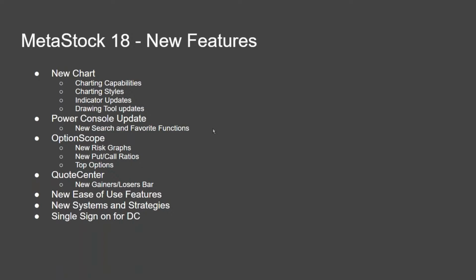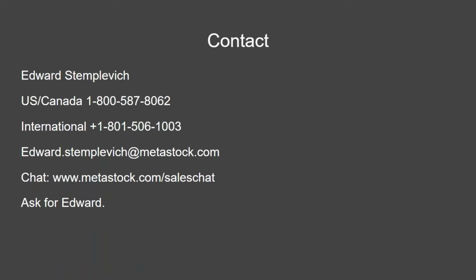In Optionscope, we added the new risk graphs and the put call ratios. You can search quickly for the top traded options based on volume or open interest, and the quote center has the new gainer or loser bar, plus template charts will open up in the template selected in Power Console. And yeah, the new ease of use features, the performance system, we went through all that stuff. So quite the webinar. It is lengthier than an hour because there's just so much to talk about. I try to go as quick as I can, but as thorough as I can. So I hope that was pretty thorough for you guys.